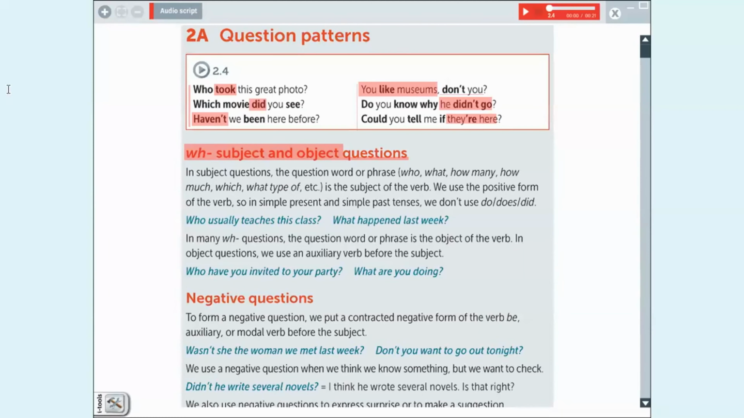Subject is the noun and object is the action, or basically, we need to recognize the action in the sentence so that we know who does the action and who receives the action, right? Exactly.